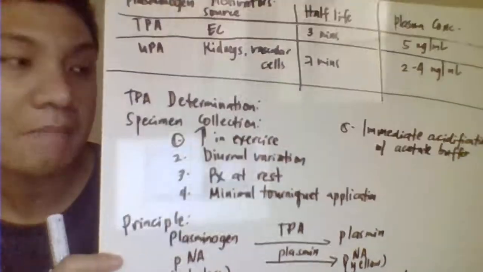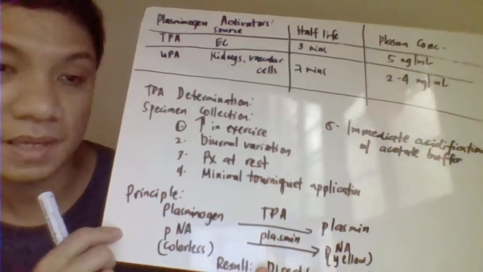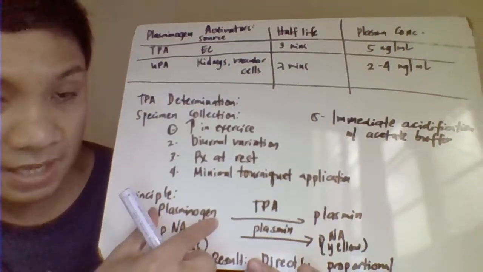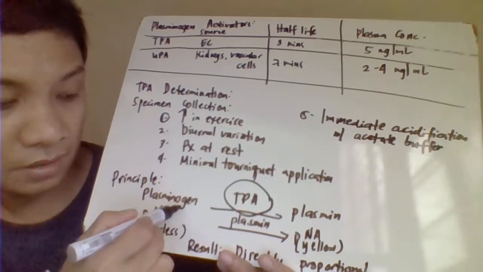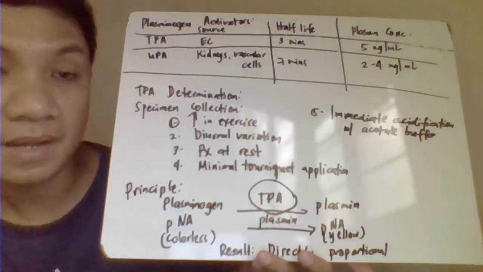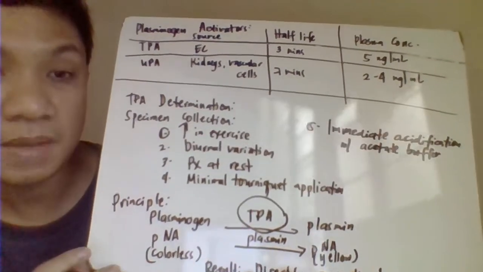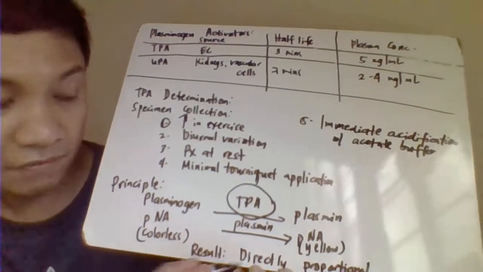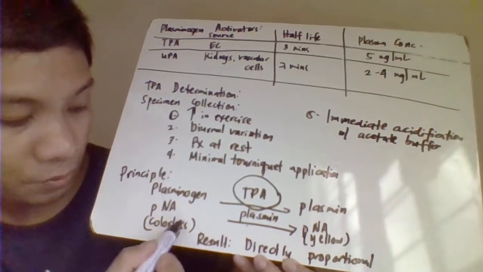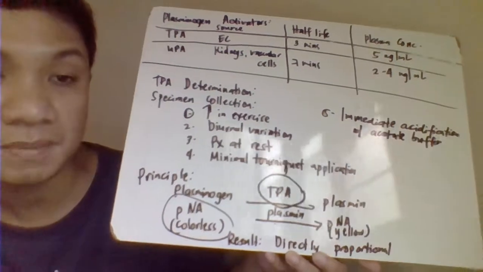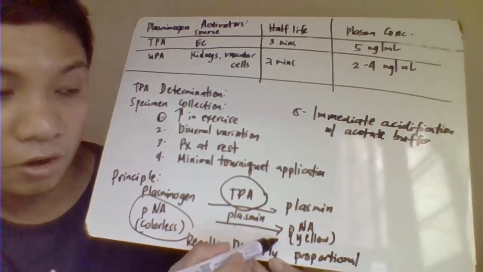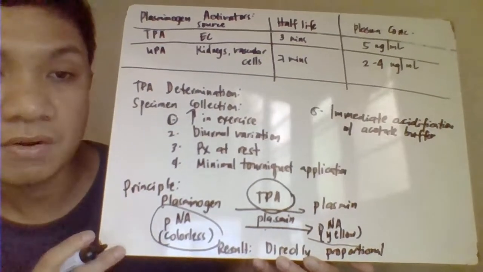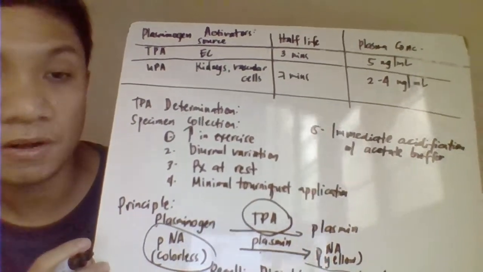Okay, again, the TPA measurement here is also a chromogenic substrate assay. So again, plasminogen is what we measure the concentration of. It will be converted to plasmin by the action of TPA. That's what you are measuring. If you already have plasmin, the plasmin hydrolyzes your chromogenic substrate, the PNA, which is colorless, converting it to colored p-nitroaniline, which is a yellow color.